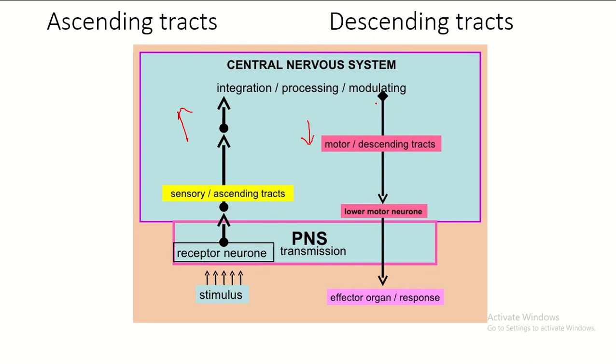Descending tracts carry motor orders from the brain to the effector organ, for example, skeletal muscle. And ascending tracts carry sensory information received by the receptor, and this information goes to the sensory cortex.